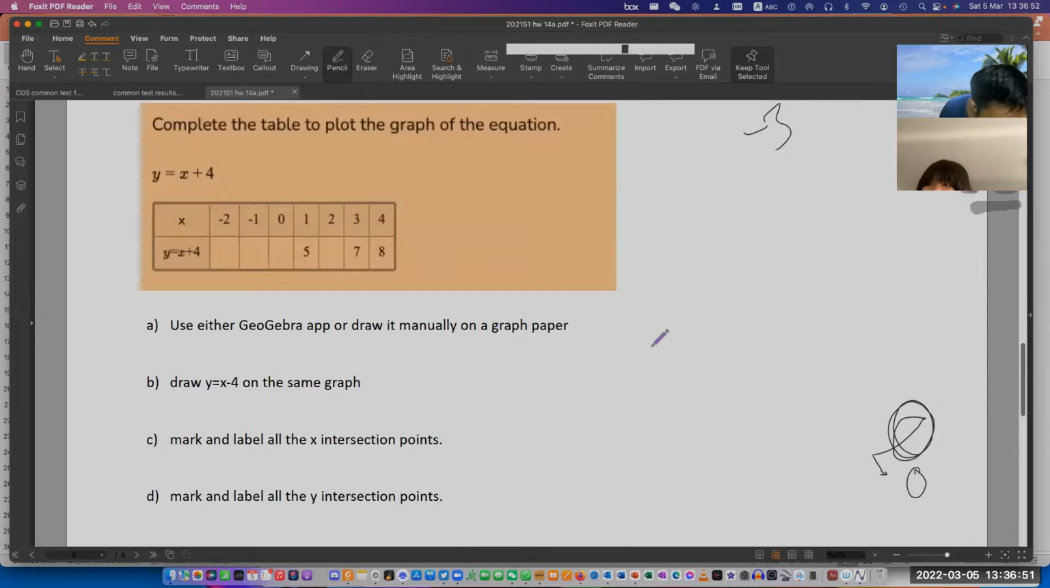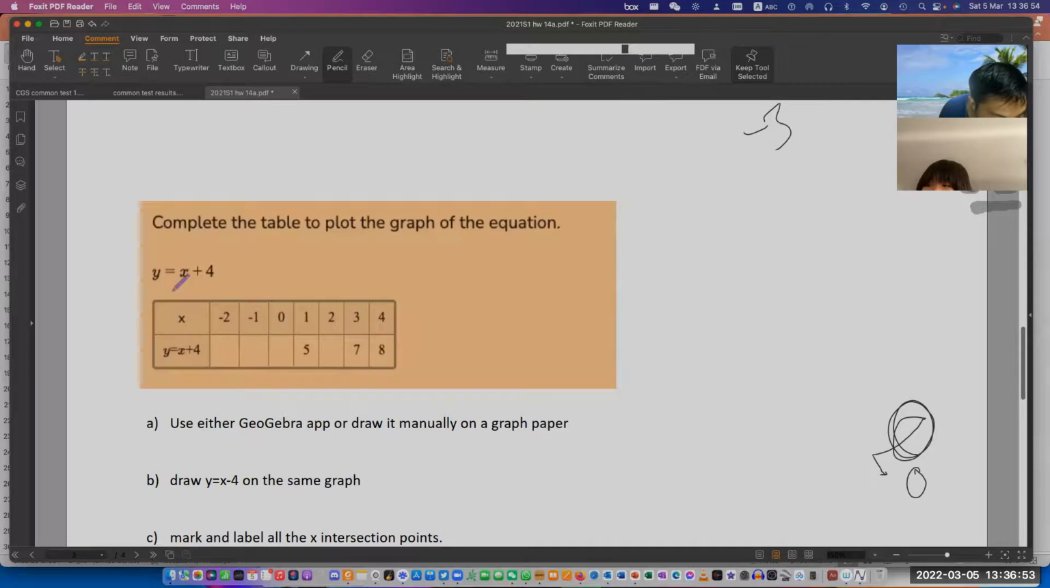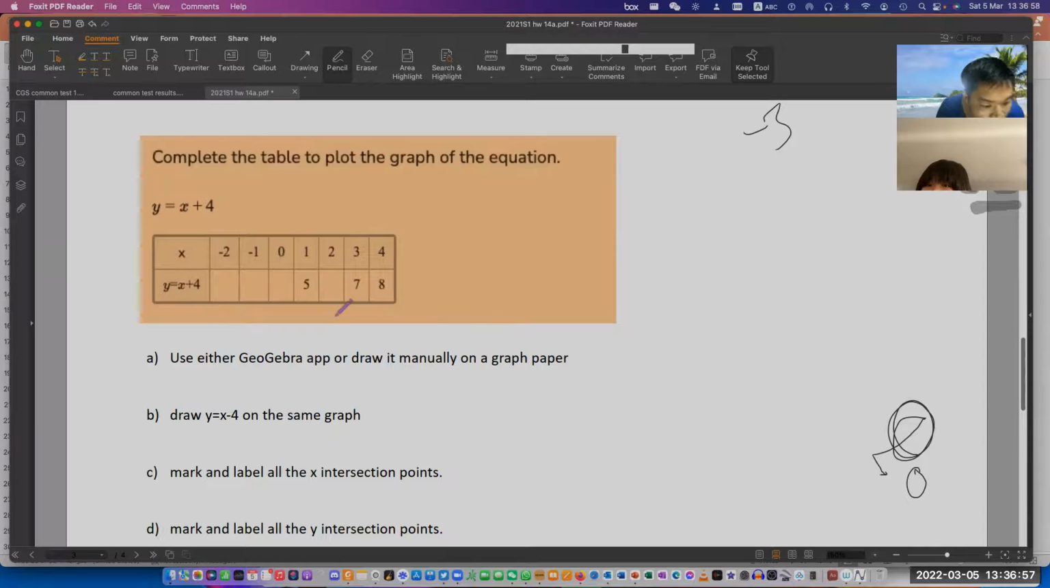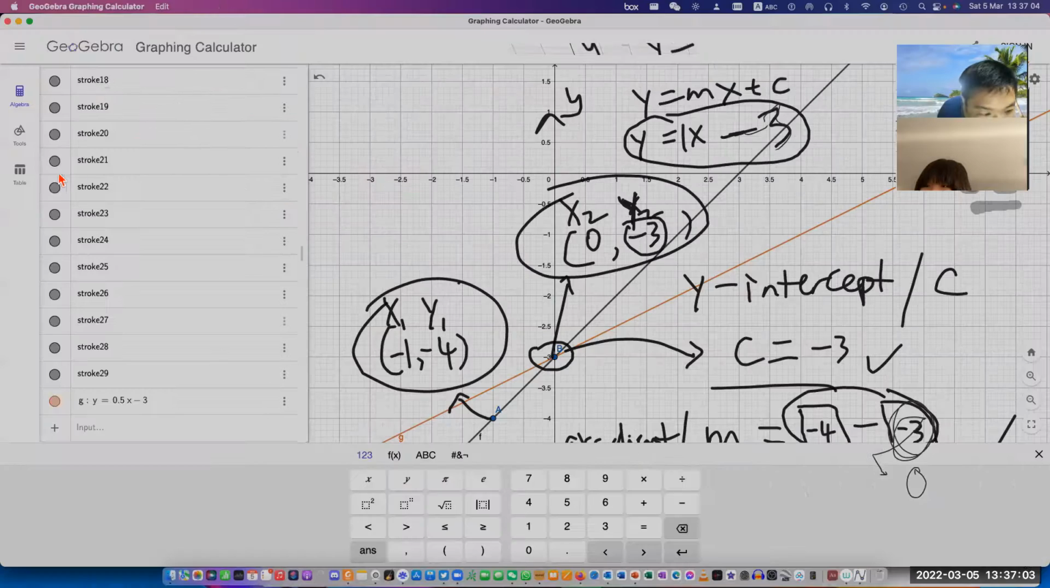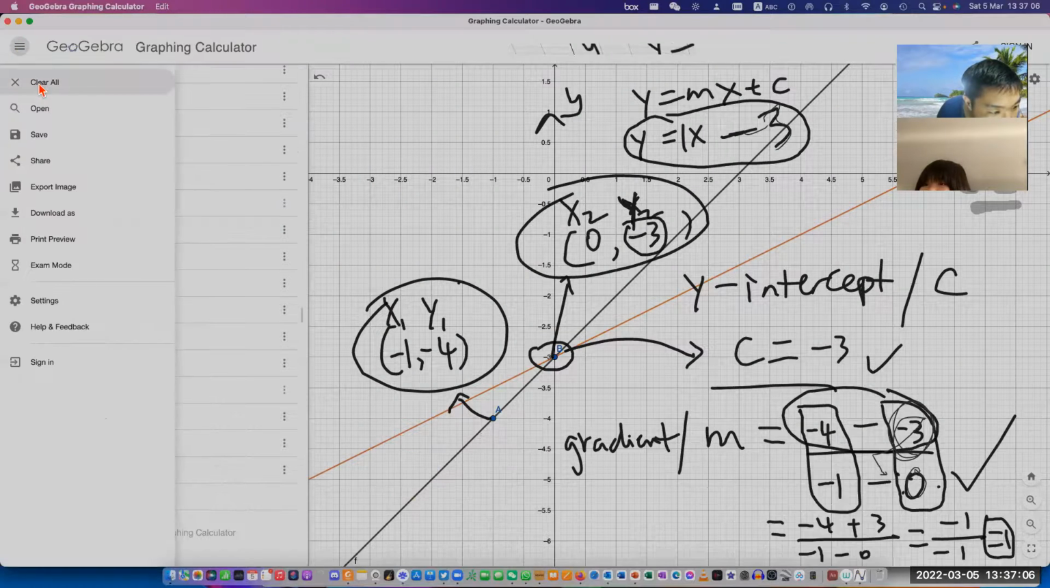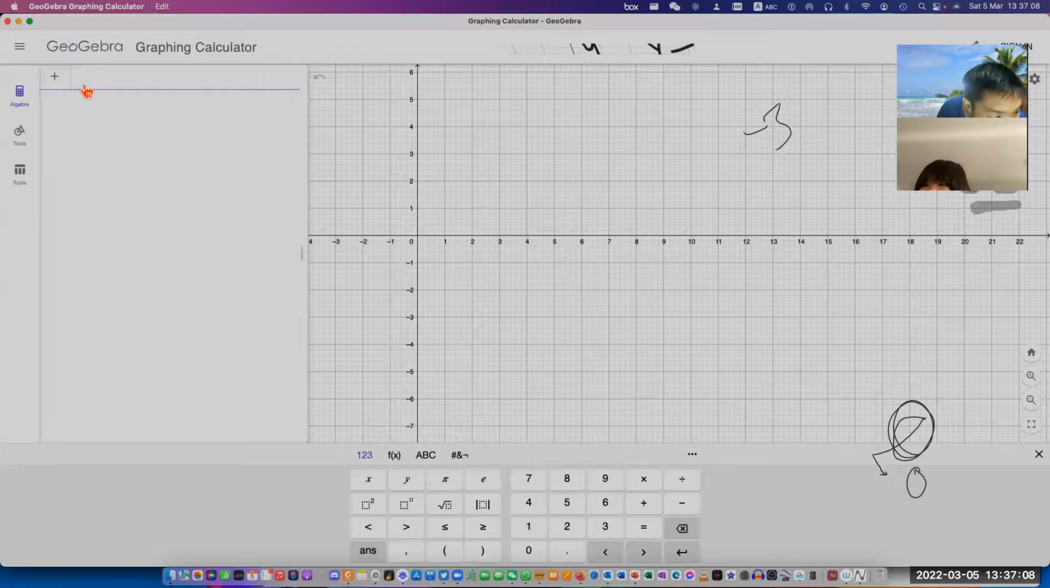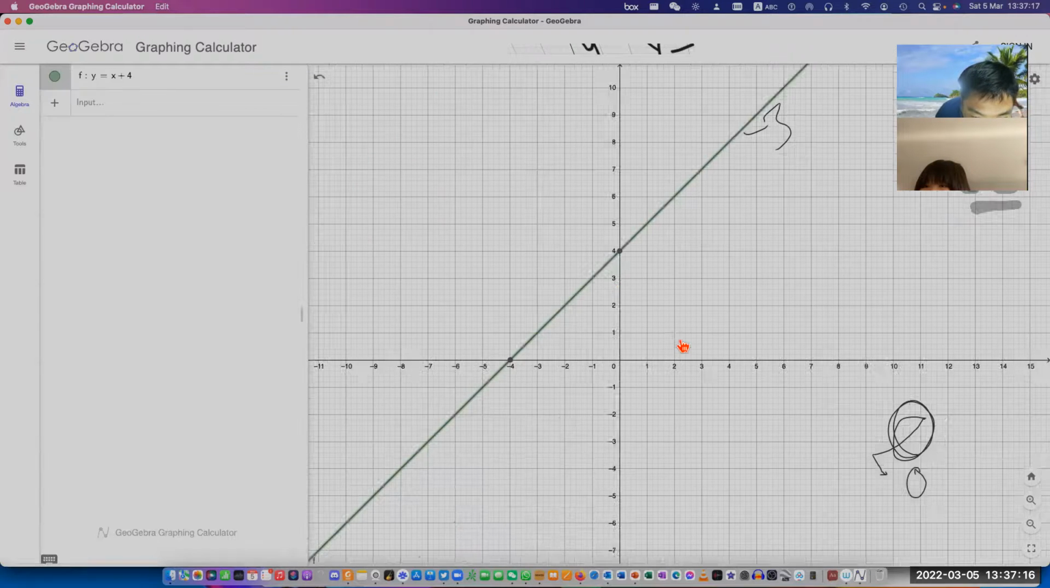So this one, complete the table and plot the points. I will leave the plotting to you. I will just key y equals x plus 4 into GeoGebra, and then it will have the line. Okay, this is your y equals x plus 4.